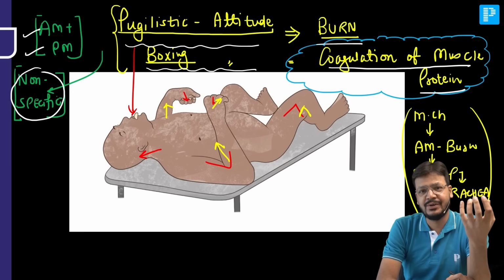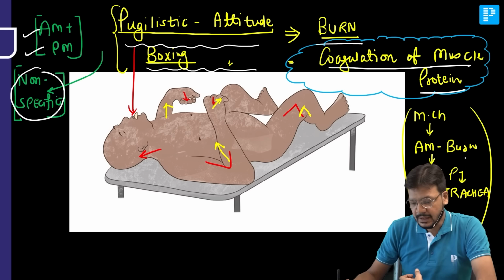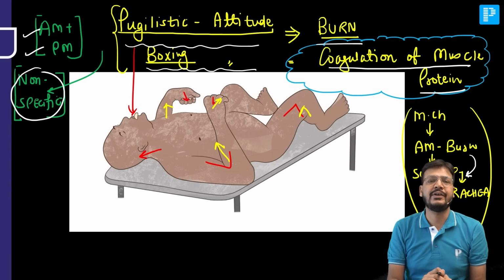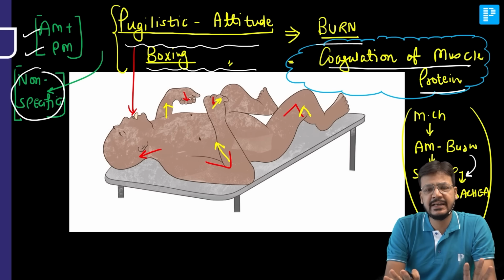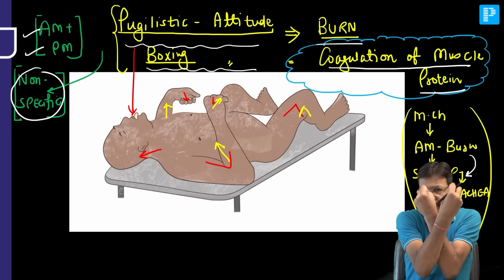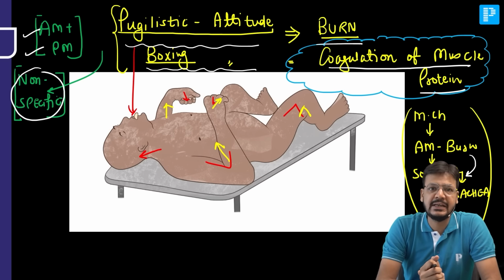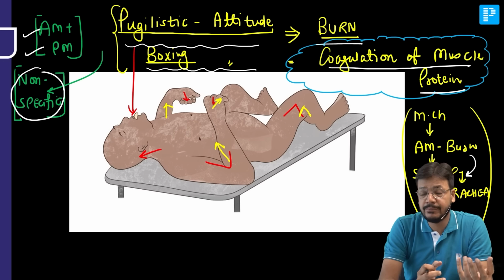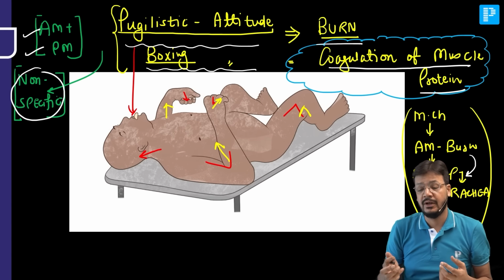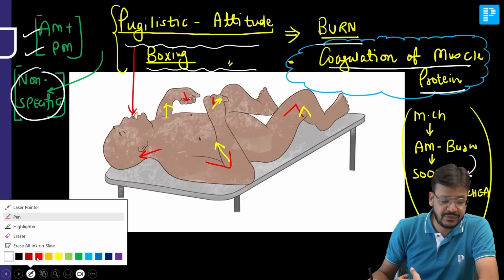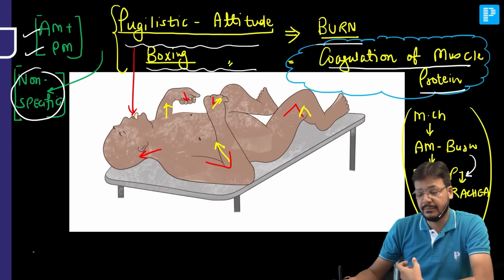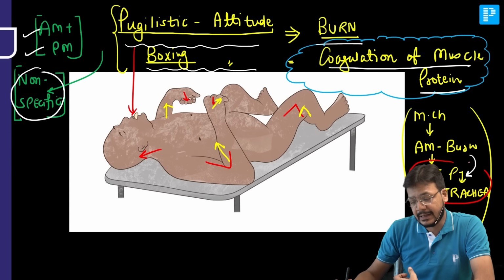And if you get a question, what is the most characteristic finding of antemortem burn? The answer will be soot particles in trachea. So what are the questions you can get in exam? If you have this coagulation of muscle protein, this is pugilistic attitude, boxing attitude or fencing attitude. Is it seen in antemortem or postmortem? Yes, my dear friend, it is seen in both burns, and it is a non-specific finding. But if you get a question, what is the most characteristic finding of antemortem burn? The answer will be soot particles in trachea.